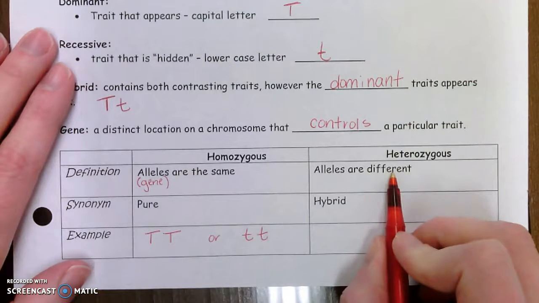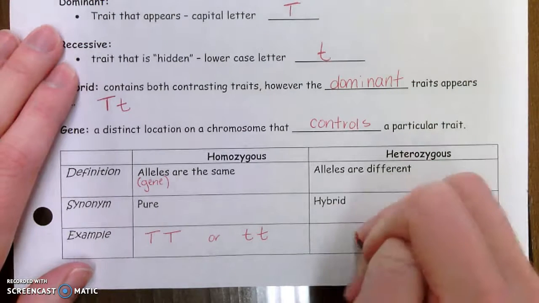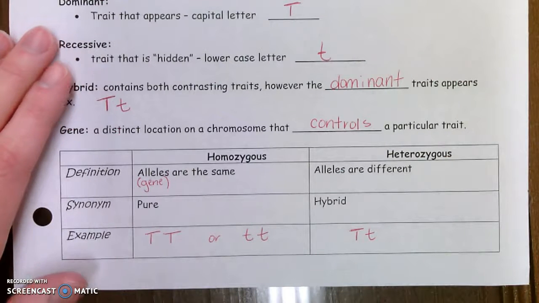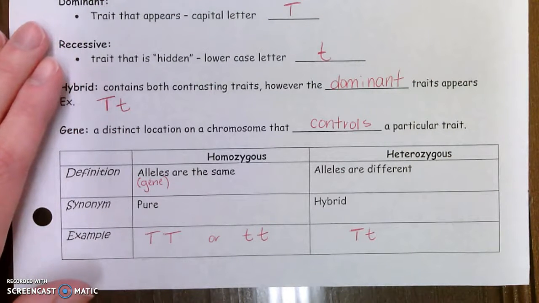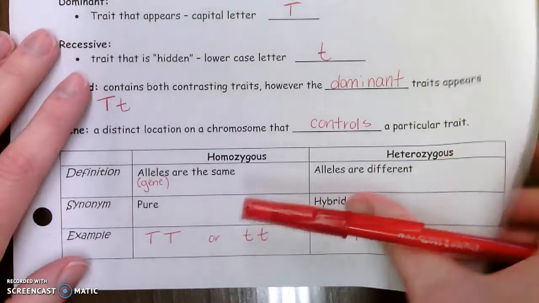Heterozygous means that the letters or the alleles are different. Another term is hybrid, and there's only one option for this. It's capital T, lowercase t. Notice I write the capital T first. We do that just like in our English language, the capital letter comes first in the word. Let's flip the sheet over.